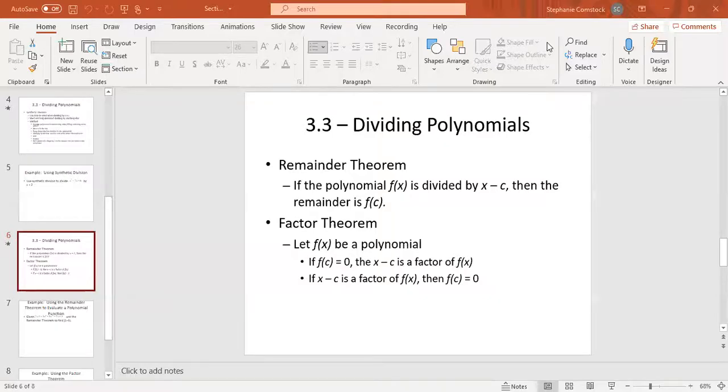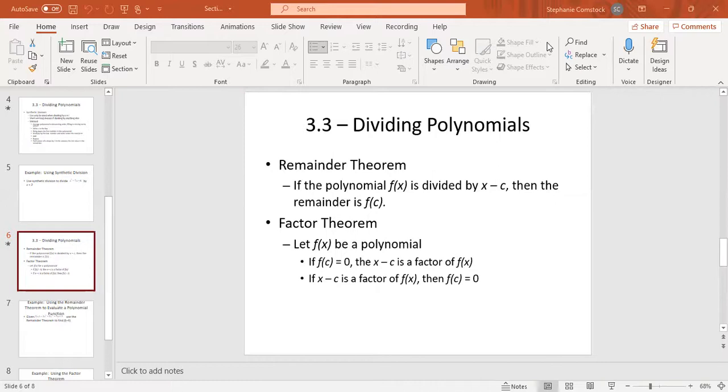So for this video, we're going to talk about a couple of theorems that go along with dividing polynomials. The first one is the remainder theorem. The remainder theorem says that if you divide a polynomial by x minus c, meaning that you're using synthetic division, then the remainder is f of whatever was in the box. So the idea here is that instead of having to plug in a value, I can actually go in and run synthetic division.